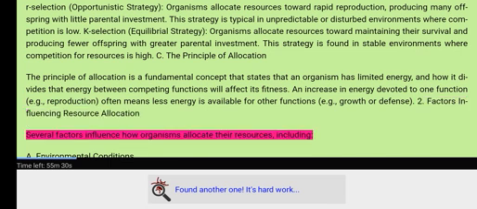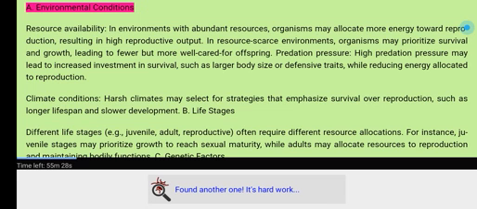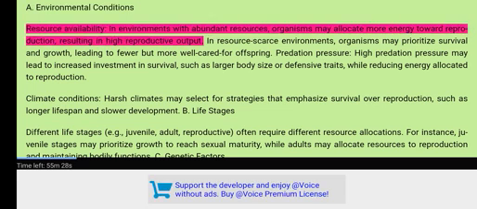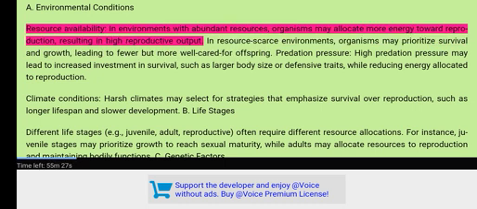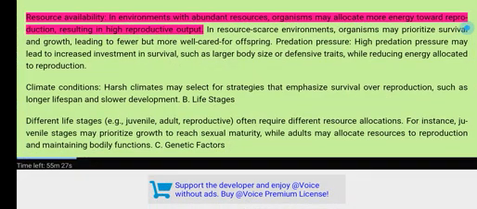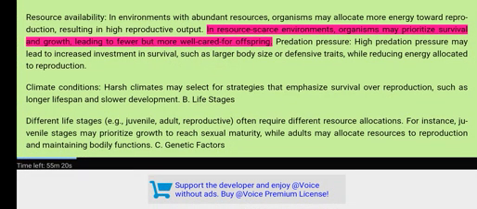2. Factors influencing resource allocation. Several factors influence how organisms allocate their resources, including environmental conditions. A. Resource availability. In environments with abundant resources, organisms may allocate more energy toward reproduction, resulting in high reproductive output. In resource-scarce environments, organisms may prioritize survival and growth, leading to fewer but more well-cared-for offspring.